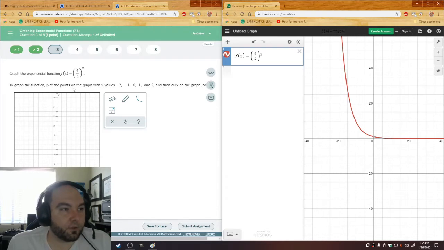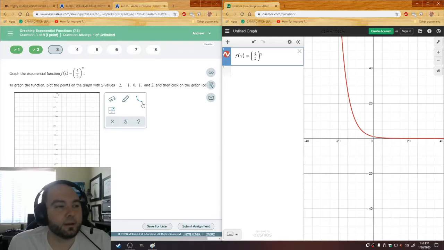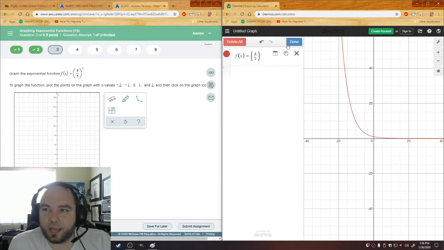plot the points on the graph with the values -2, -1, 0, 1, and 2, and then click the graph icon. So they want me to literally put 5 dots, which are the 5 dots where I get the outputs of these 5 different inputs, which is exactly what we just did on the tables a second ago, by the way. And then after I graph them, I hit this. So I got great news for you. That's why I showed you this little table feature earlier.